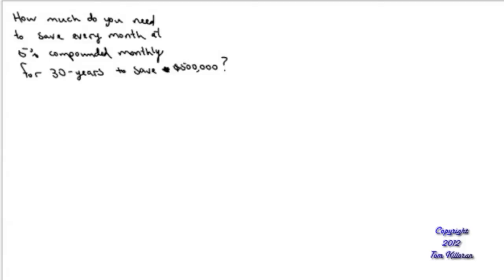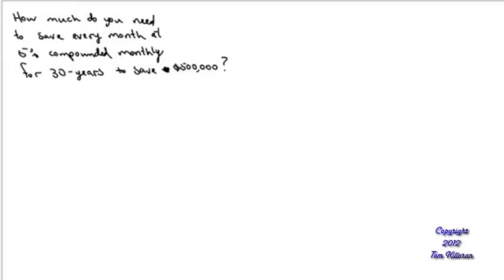Let's do this. So, how much money do you need to save every month at 5% compounded monthly for 30 years to save $500,000? $500,000 30 years from now is about the minimum people need to retire. If you don't have a pension especially, you start paying out your monthly bills from this amount of money. So I need to start saving now. I highly suggest it. Let's find out how much I need to save.